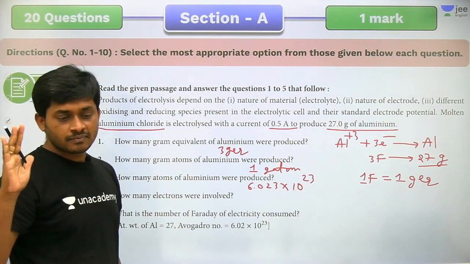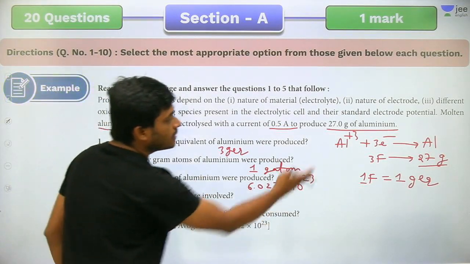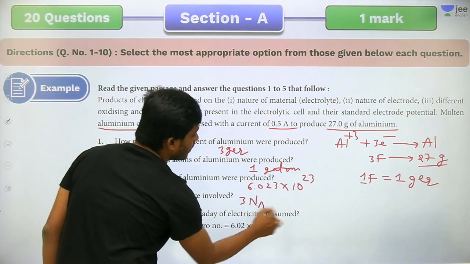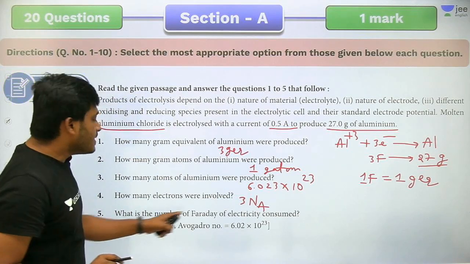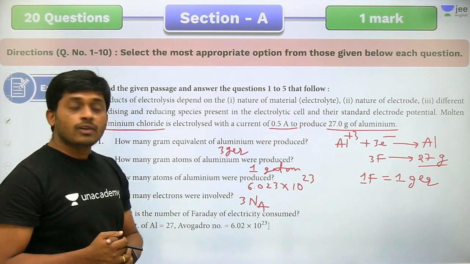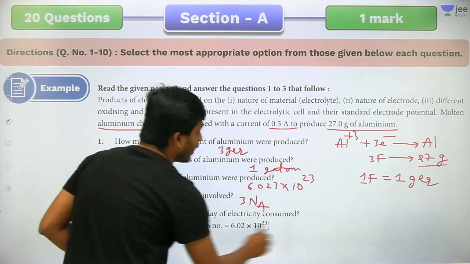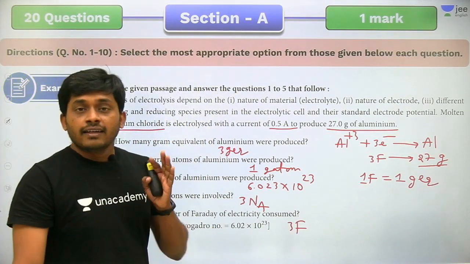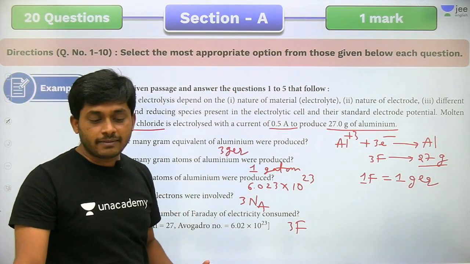Correct? Next, how many electrons were involved? 3 moles of electrons, so 3 into Avogadro number. That's it, right? What is the number of Faradays of electricity consumed? 3 Faraday. Correct? With one single equation, we answered all 5 questions, right?